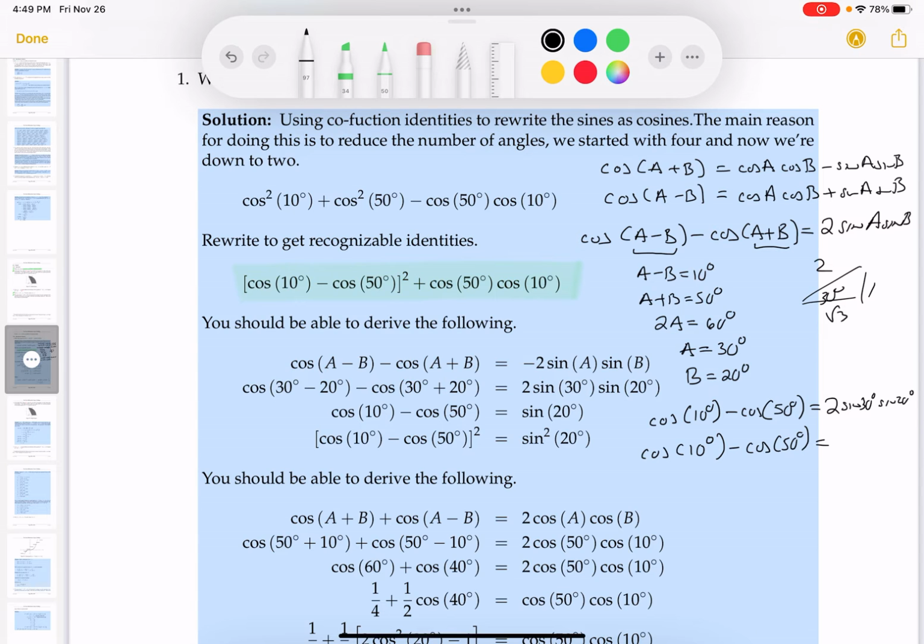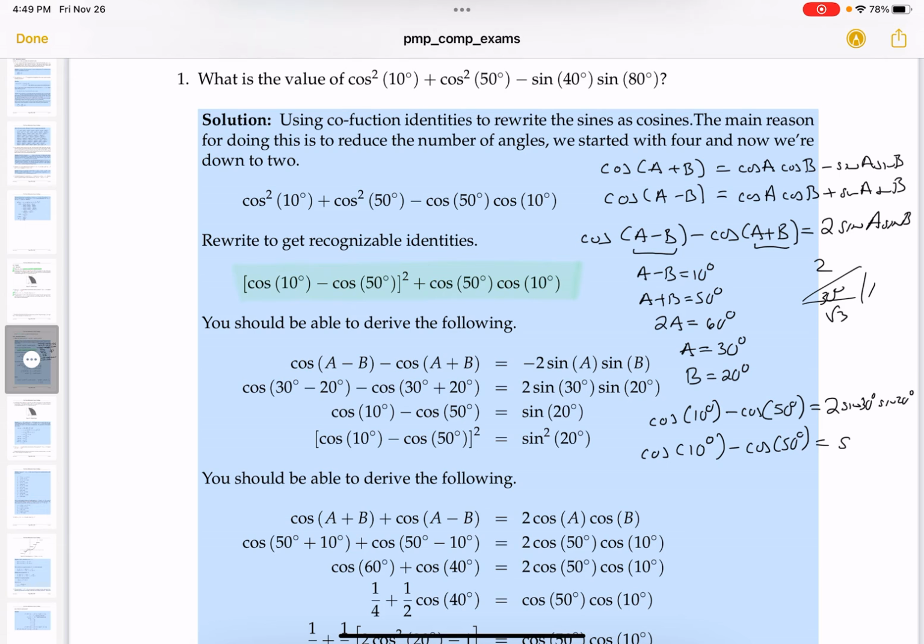And the sine of 30 degrees is what? It's just 1/2. So this would be the same thing as sine of 20 degrees. All right? So I have this now. And what is this over here? It's right over here. Now, sine squared of 20 degrees. All right, I have that.